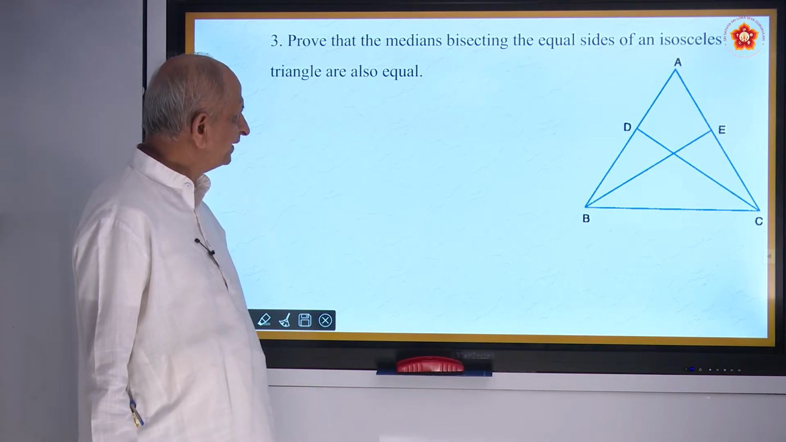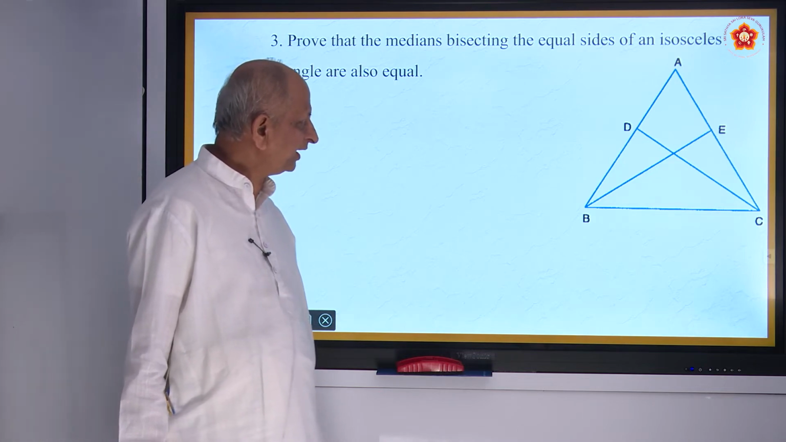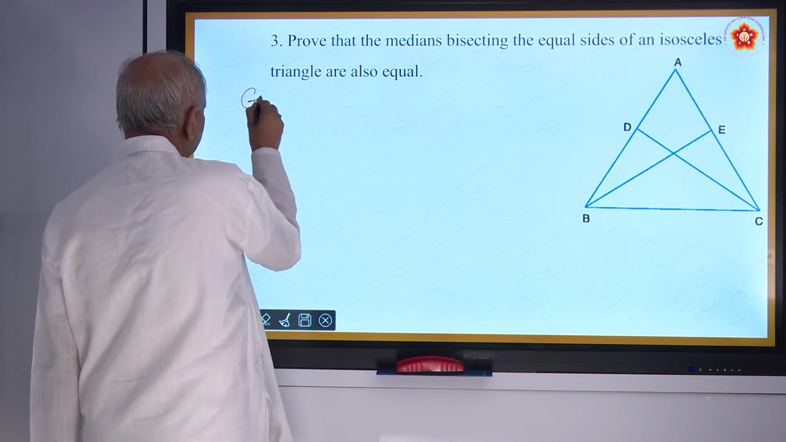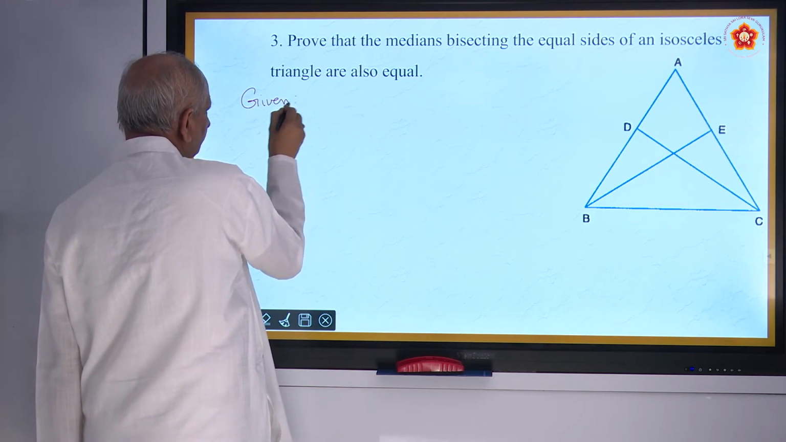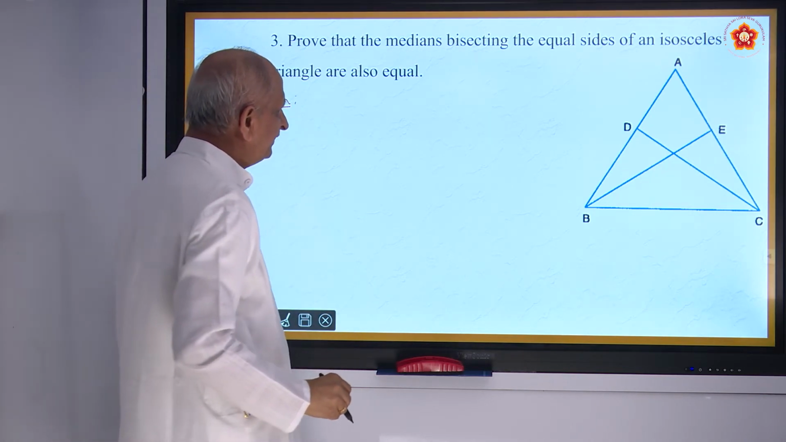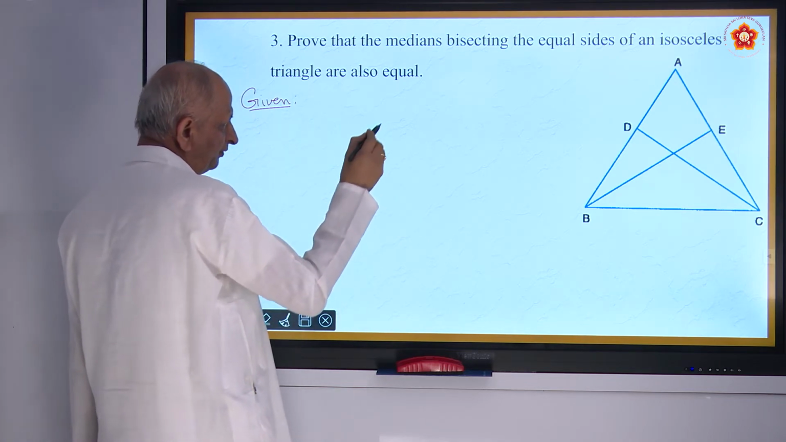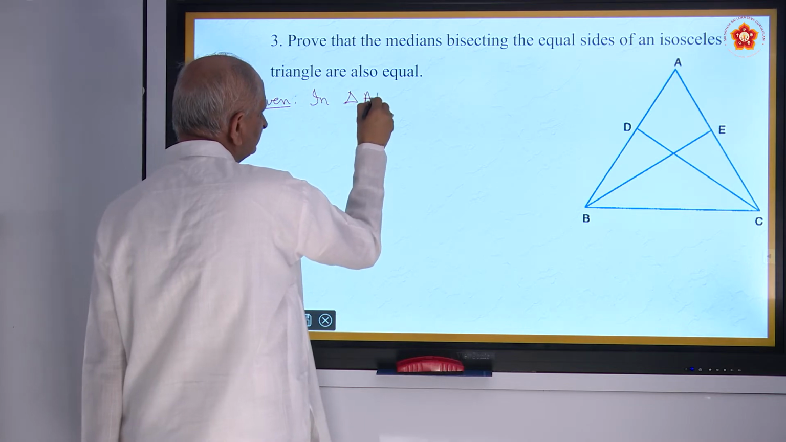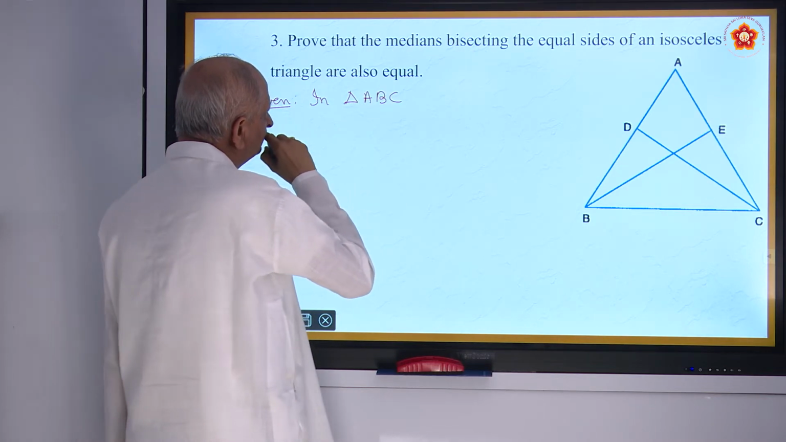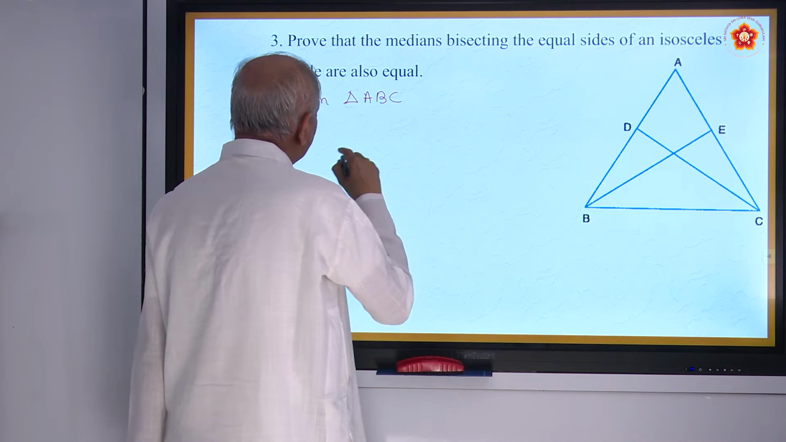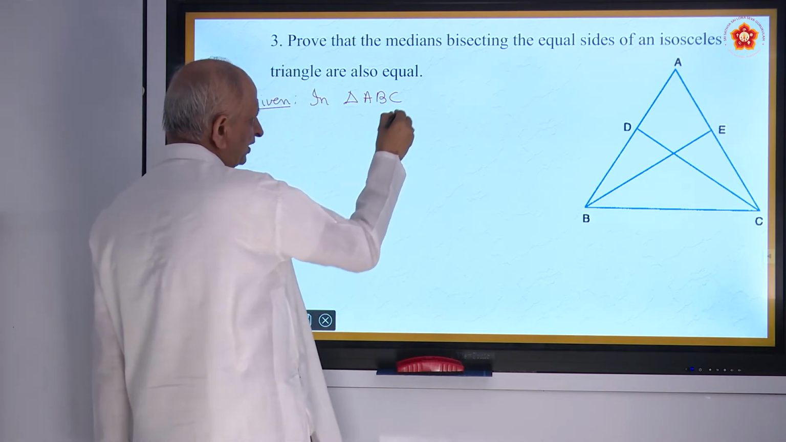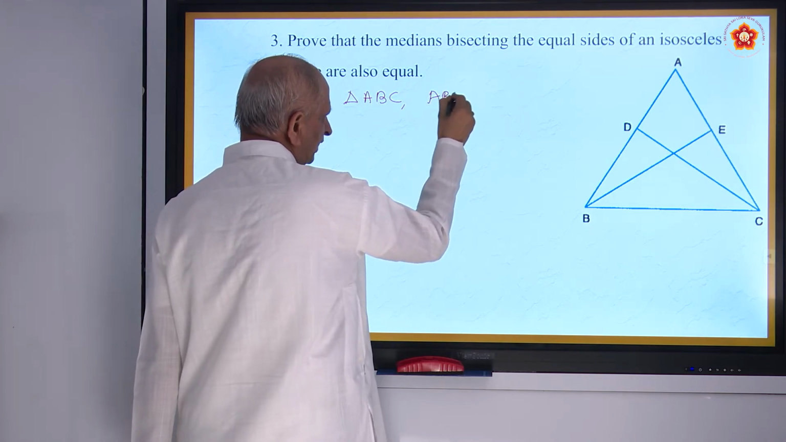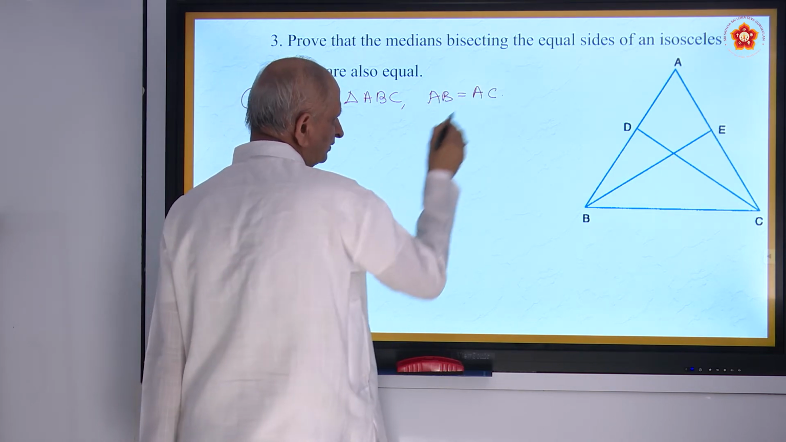Prove that the medians bisecting the equal sides of an isosceles triangle are equal. So, you are given, we call it triangle ABC. They are not given a name, we gave the name. So, in triangle ABC, it is isosceles, you are given. What is an isosceles triangle? Two sides are equal. AB is equal to AC, that is given.